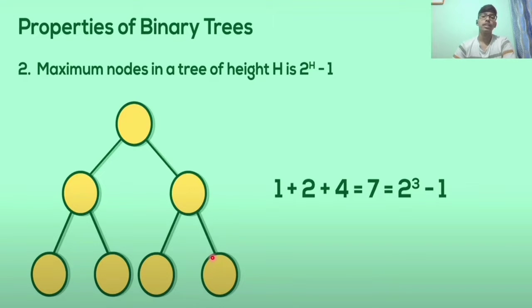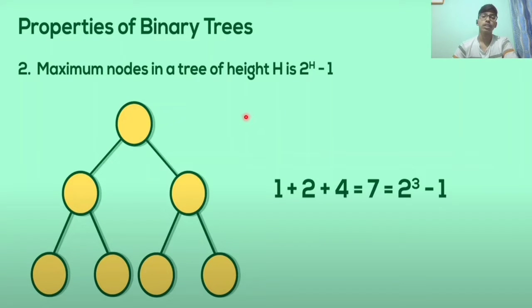Maximum nodes in a tree of height h is 2 power h minus 1. Let us consider this binary tree. This binary tree consists of 3 levels: 0 level, 1 level, 2 level. The number of levels indicates the height of the tree.